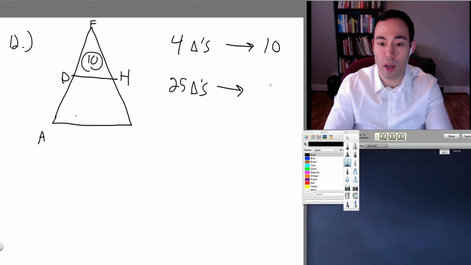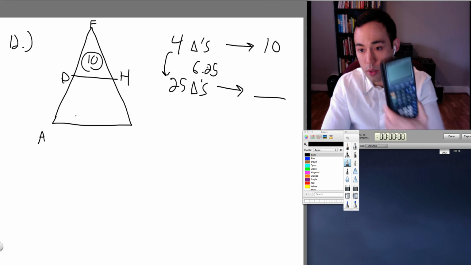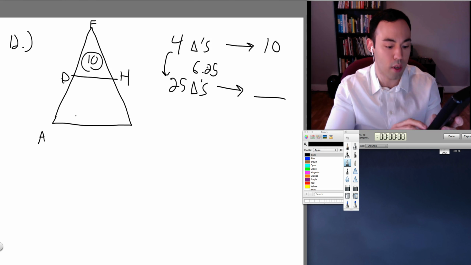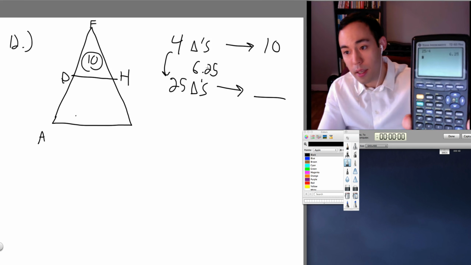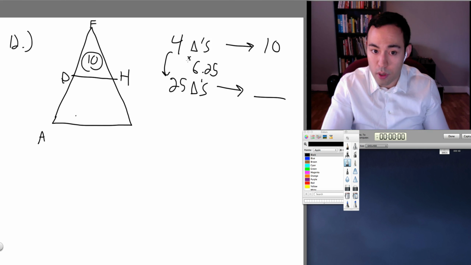What will 25 triangles get us? Well, to go from 4 to 25, you're going to have to multiply by 6 1/4, 6.25. At this point, it's okay to pull out the calculator. Now, this is actually justification. If you didn't do that in your head, go 25 divided by 4. Ta-da! We got 6.25. And so you had to multiply 4 by 6.25 to get this.